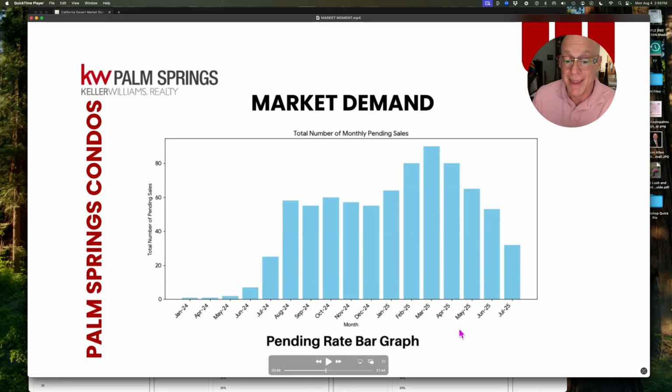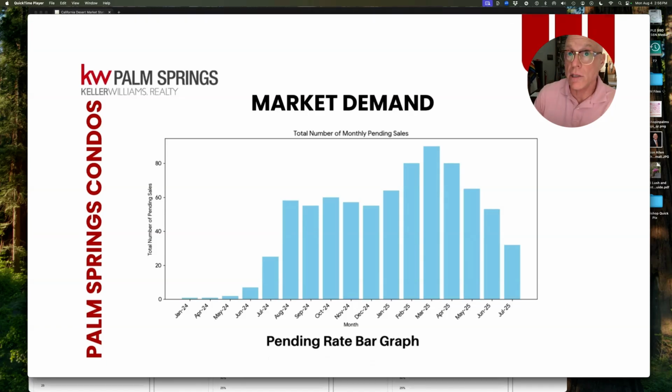You can see by this graph, our pendings for July of 2025 are down significantly. We peaked out in March. What does that mean? That means that while there may still be a lot of buyers going into contract, once into contract, many are falling out. More are falling out than we'd like to see.